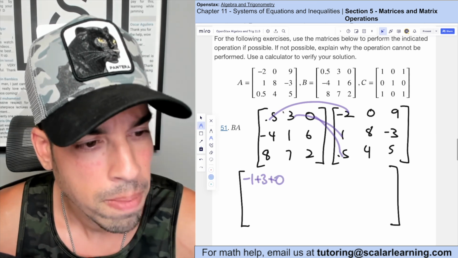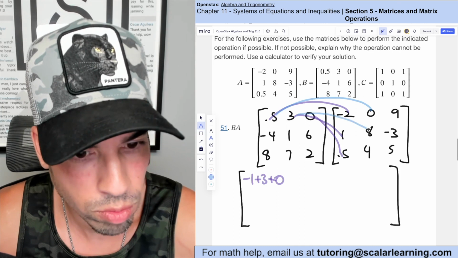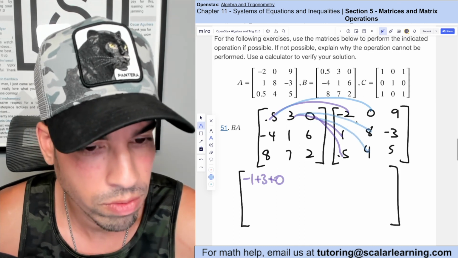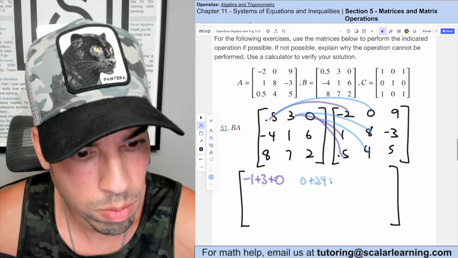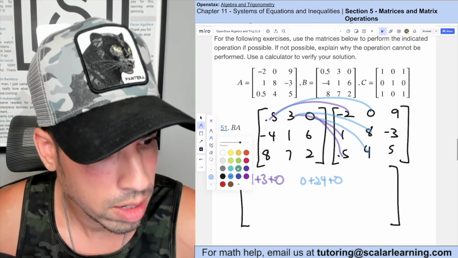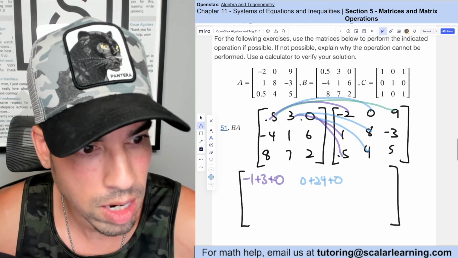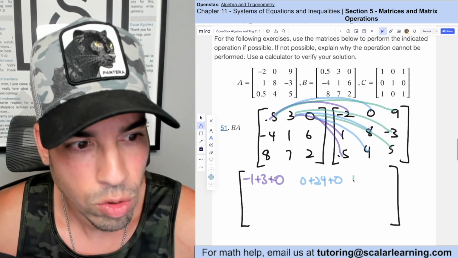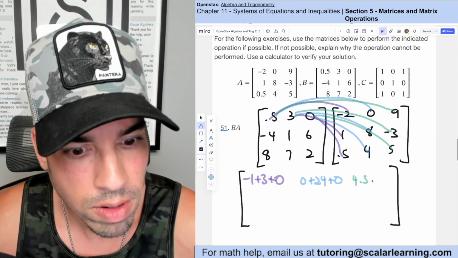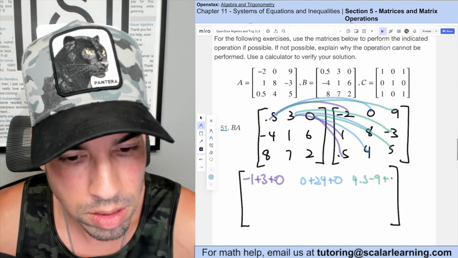And next, we got 0.5 times 0 plus 3 times 8 plus 0 times 4. That is 0 plus 24 plus 0. And then we have 0.5 times 9 plus 3 times negative 3 plus 0 times 5. So we got 4.5 minus 9 plus 0.